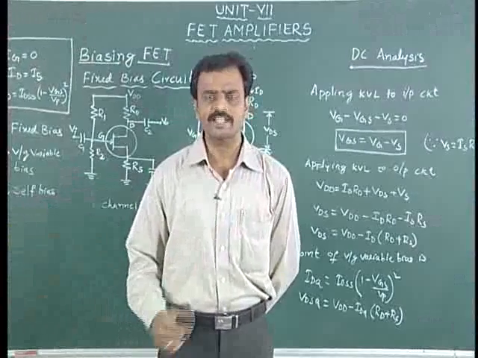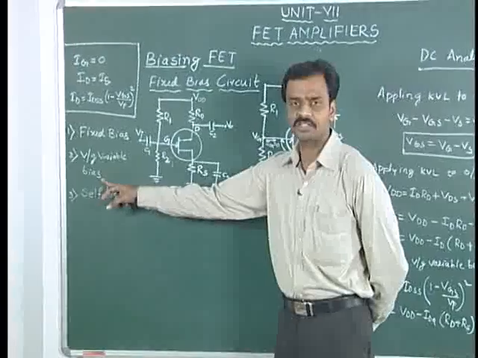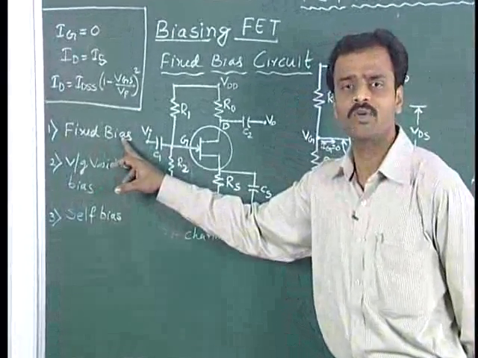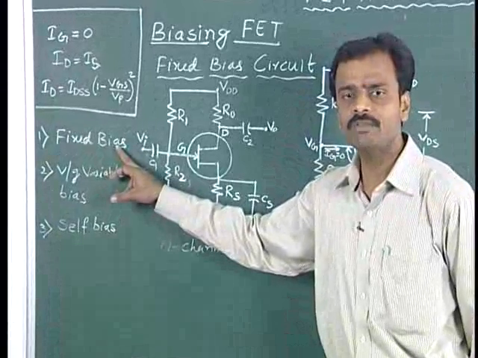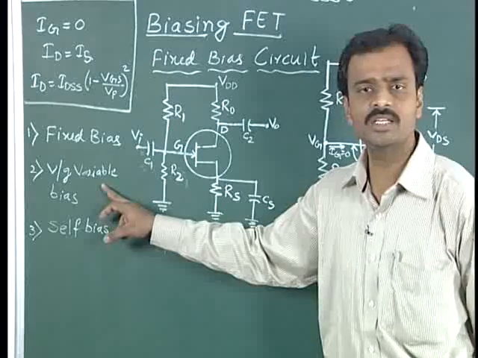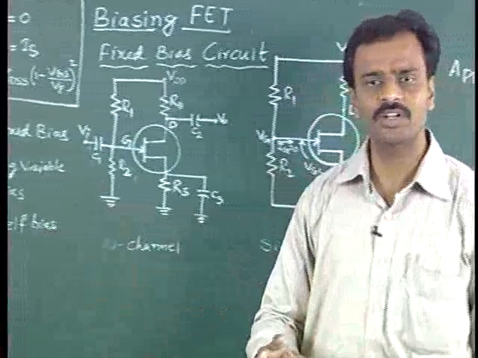Next we'll see the second type of technique, which is called the voltage variable biasing technique. Earlier we saw the fixed bias and verified how we can maintain a constant Q value. In a similar fashion we'll see how the voltage variable bias can maintain a constant operating point.